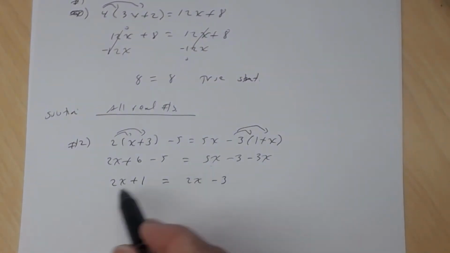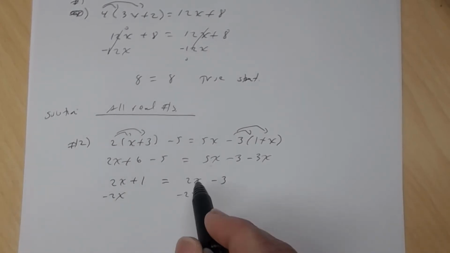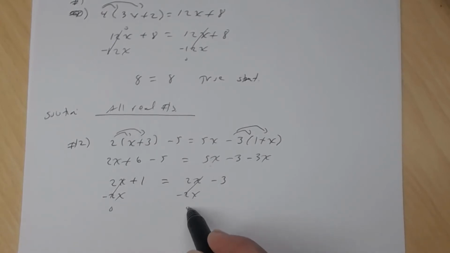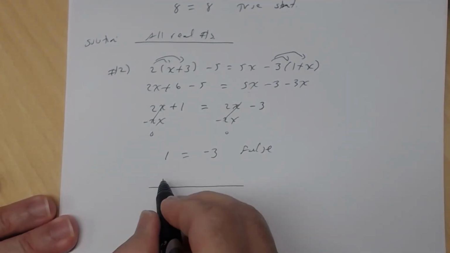Go one more step. Bring the variables to one side. Get to that point. And so when I get to that point, I notice that when I combine like terms, the variables go away, and you get the statement 1 equals negative 3, which is a false statement. And so notice when it's a false statement, in terms of your solutions, you're going to say no solution.